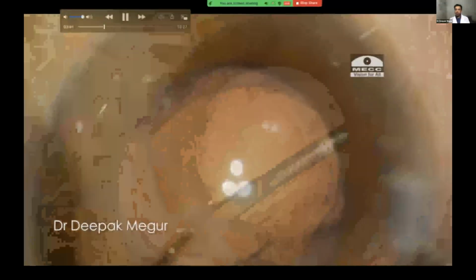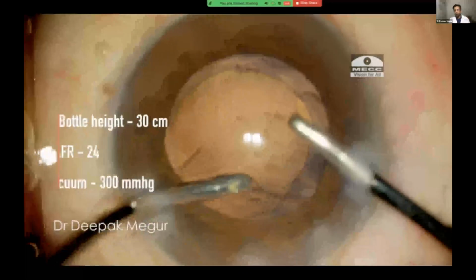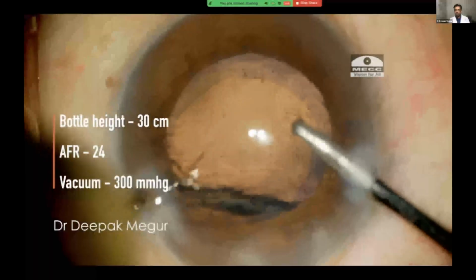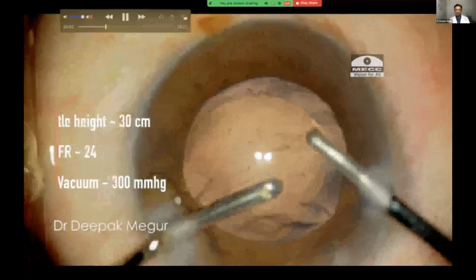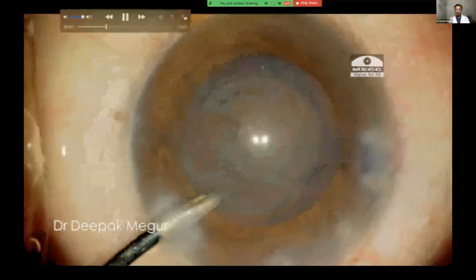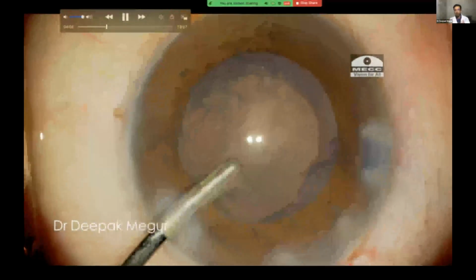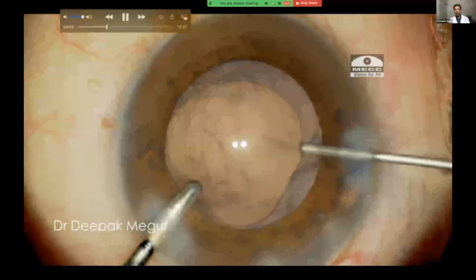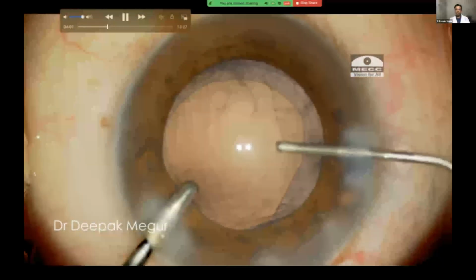Dry aspiration of the remaining cortex can be tried, as I'm trying here. Sometimes it works and sometimes the aspiration port gets clogged. It might be difficult, so again I'm using irrigation, but look at the bottle height. The bottle is at just 30 centimeters. If you can maintain a very low bottle height and very gentle aspiration, even with irrigation on, we can do cortex aspiration even in the presence of an open posterior capsule without rupturing the anterior hyaloid.